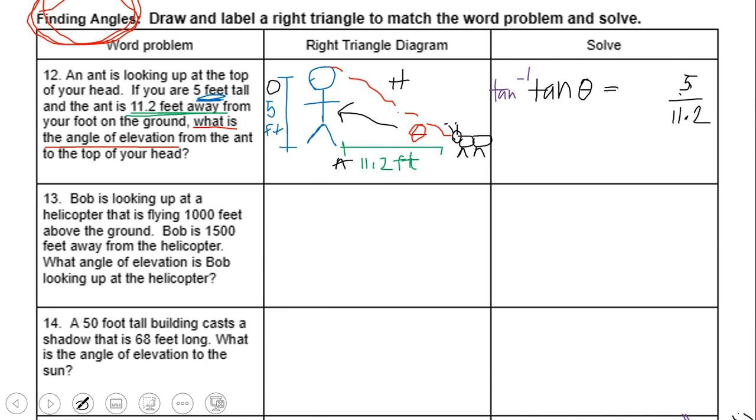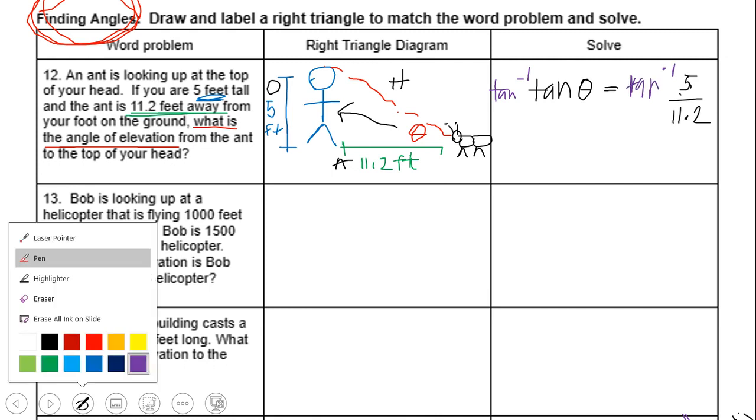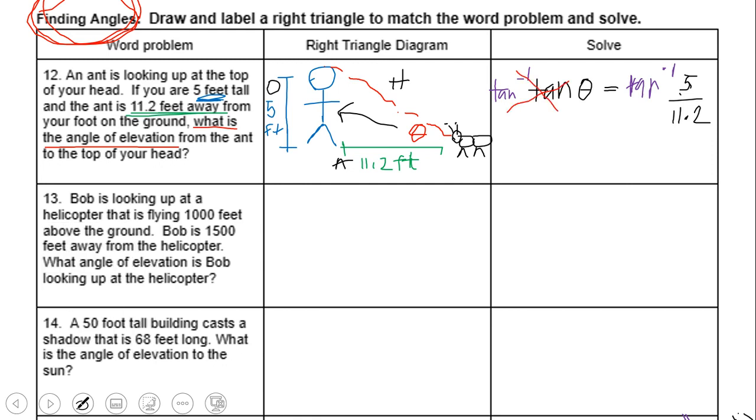So I purposefully left some space. It's really important that you show taking inverse tangent on both sides. Otherwise, we aren't practicing good math. Inverse tangent and tangent, they cancel each other out, leaving behind just theta, the missing angle, and I'm going to type in inverse tangent of 5 divided by 11.2 in my Desmos calculator. When I do that, I get 24.05, and so maybe my angle of elevation is about 24 degrees.